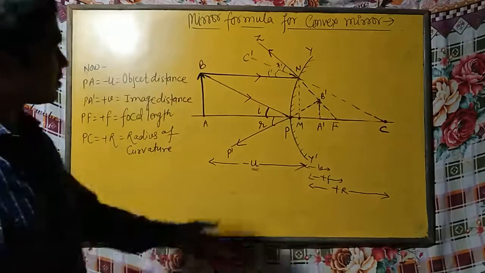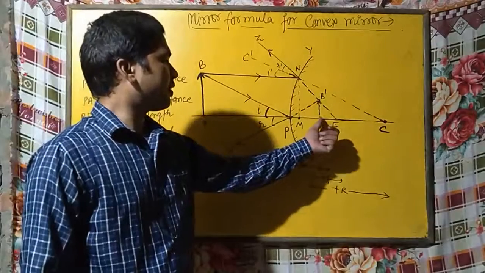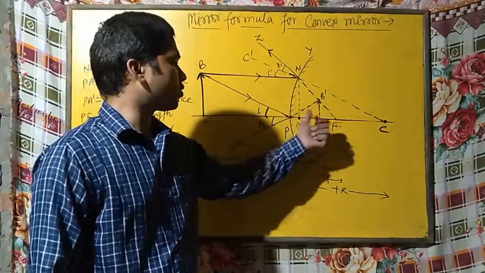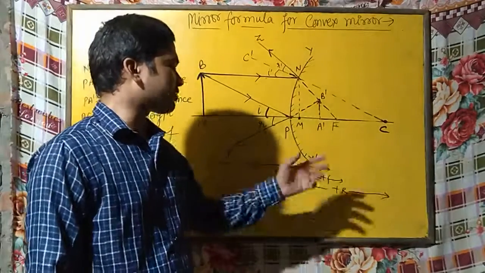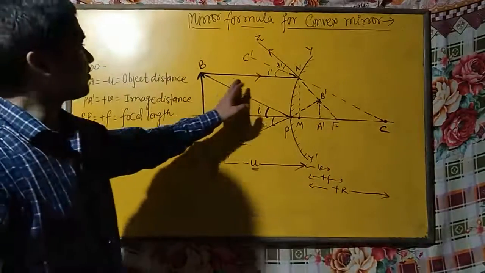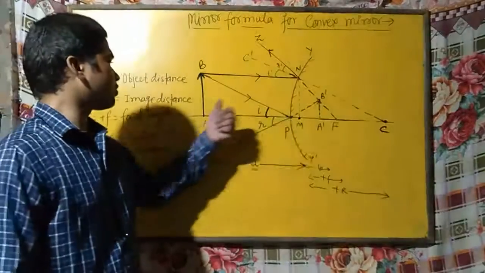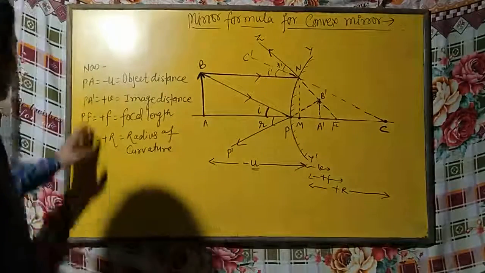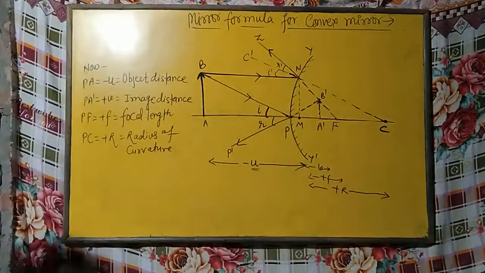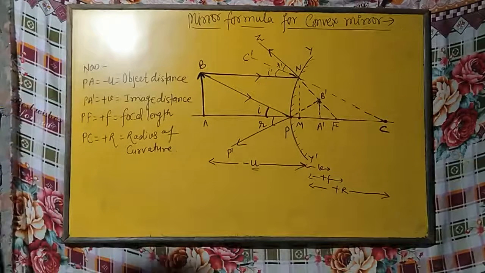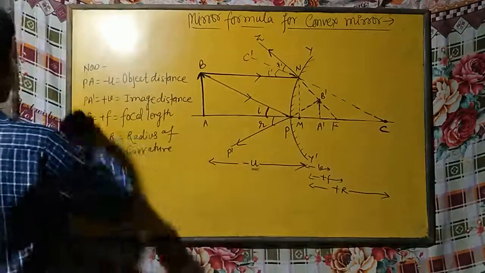You can see because the distances of P to A', P to F, P to C are taken in the direction of the incident ray, whereas the distance of the object is taken opposite to the incident ray. So you can see these things here, right? So you should note down these things. Now we are ready to use the geometry of this ray diagram. So let's see.